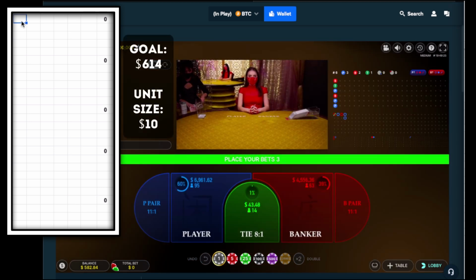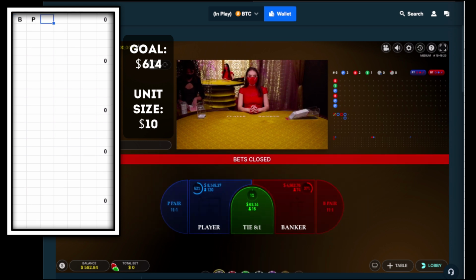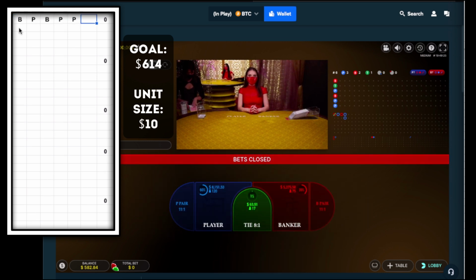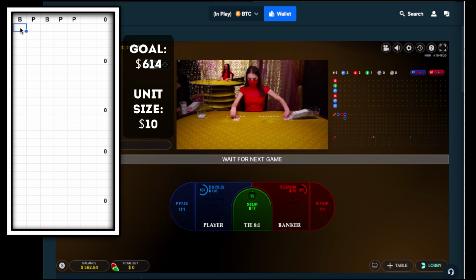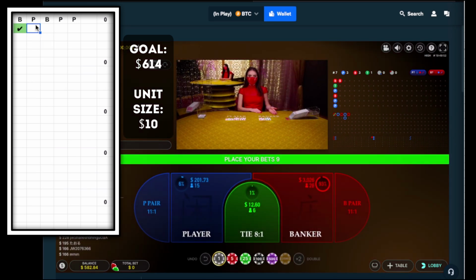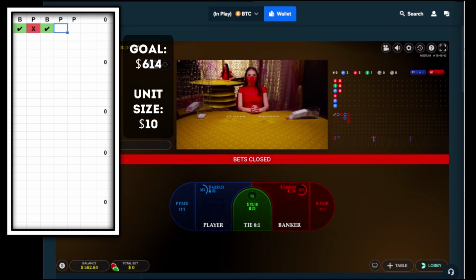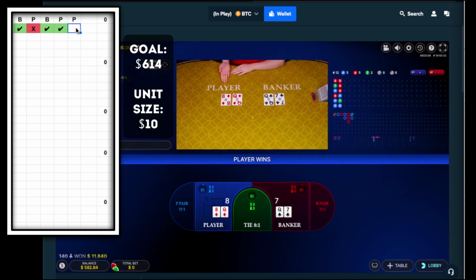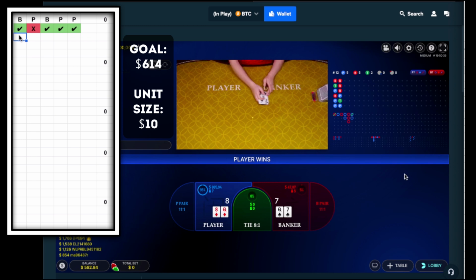First 5 results: banker, player, banker, player, player. Okay, let's go ahead with the X's and check marks on row 1, and then we will start betting for session number 23, looking for a balance of 614, as the first result is a banker, resulting in a check mark. Okay guys, first row is complete.